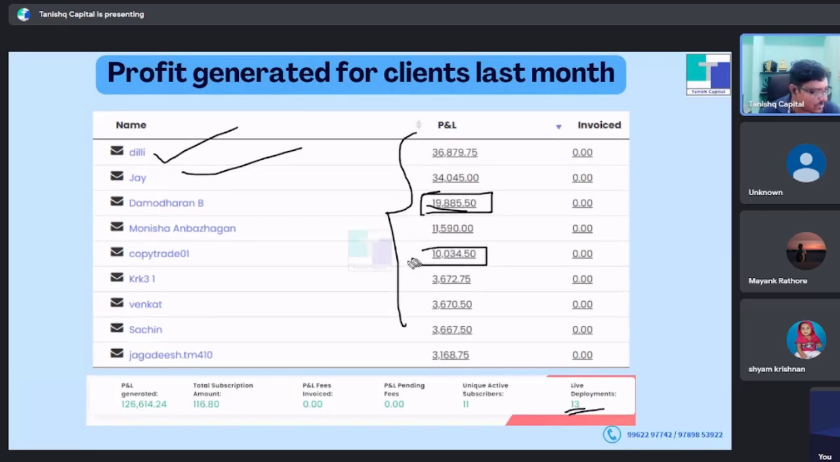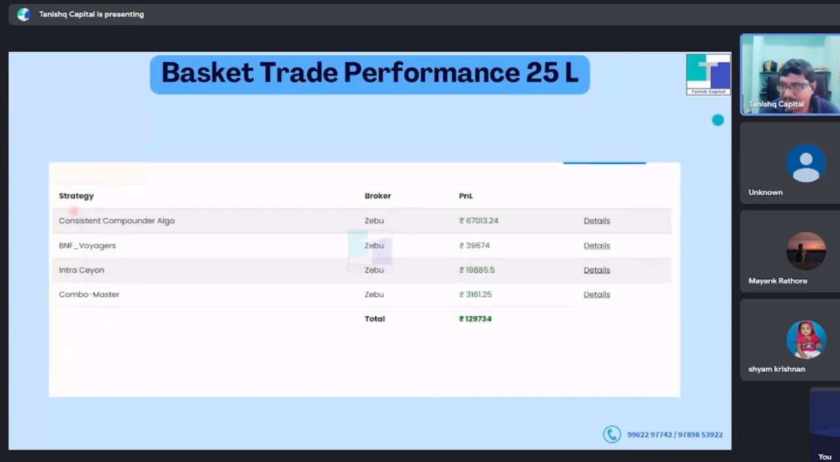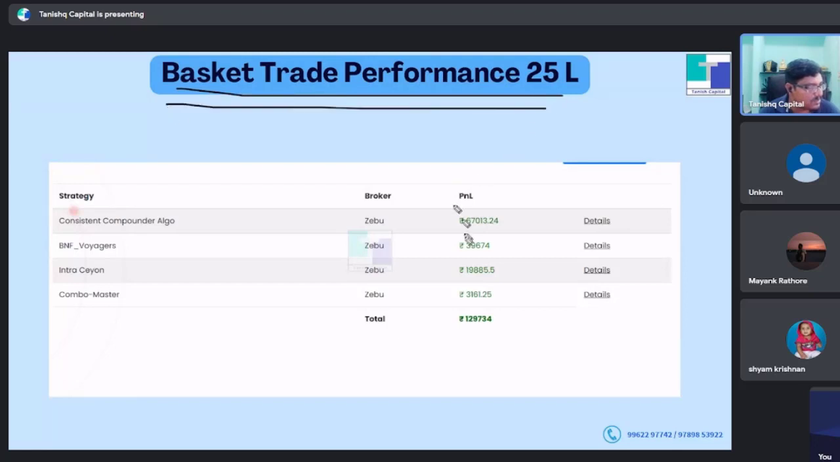So on a 2.2 lakh capital, this was done recently. This is almost a 10 to 15 days report. This is taken from the Tradetron subscription. And again, if somebody wants to do it, this is the 25 lakh basket performance which I have been doing. Very simple.